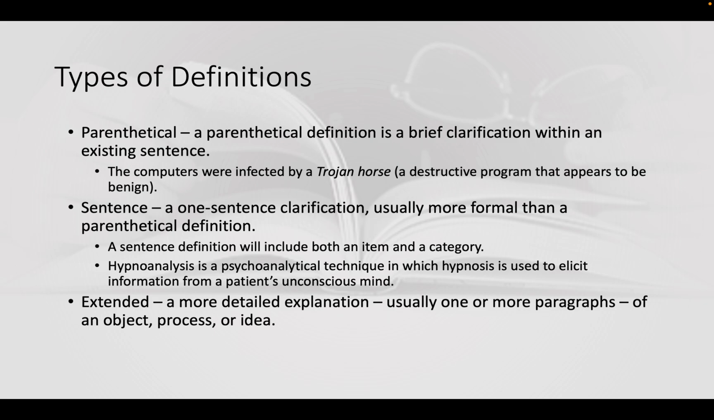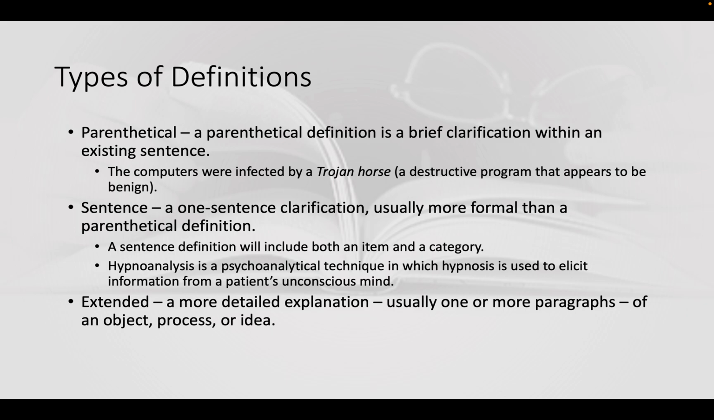So let's talk about different types of definitions. The first one is a parenthetical definition. This is where you put a brief clarification within an existing sentence. The computers were infected by a Trojan horse, a destructive program that appears to be benign. Maybe you don't really need a definition there, because you understand what that means, but maybe not everybody will. So you include that brief parenthetical definition to make sure that everybody's on the same page.